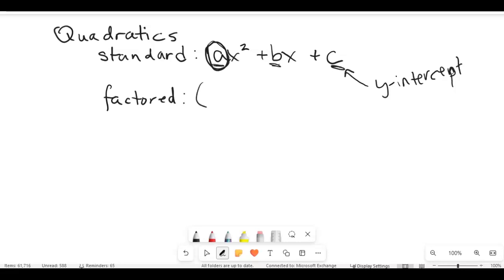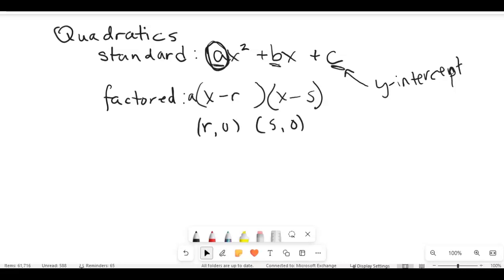And factored form looks like a times x minus r times x minus s, where r and s represent our x-intercepts. And so r comma 0 and s comma 0 are our x-intercepts. However, we have to solve for 0. So it's not quite that simple because sometimes there's that coefficient there. And so when we're looking at this, these equations help us to find the x-intercepts.